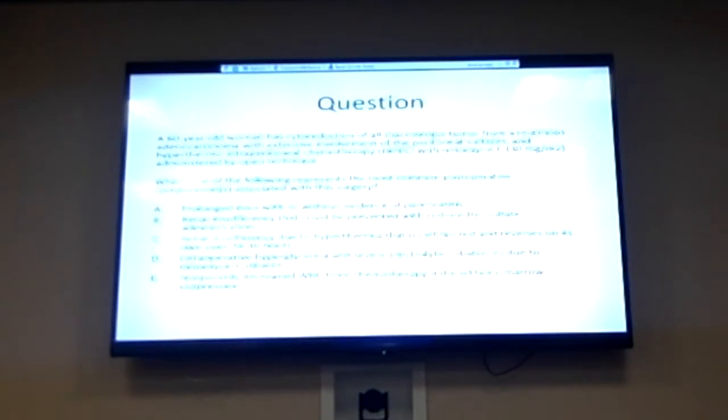What's the most common? A, prolonged ileus with or without evidence of pancreatitis; B, renal insufficiency that could be prevented with sodium thiosulfate administration; C, renal insufficiency due to hyperthermia that is self-limited and reverses on its own after 24 to 36 hours; D, intraoperative hyperglycemia and severe electrolyte imbalances due to mitomycin C diluent; or E, temporary decreased WBC from chemotherapy-induced bone marrow suppression.